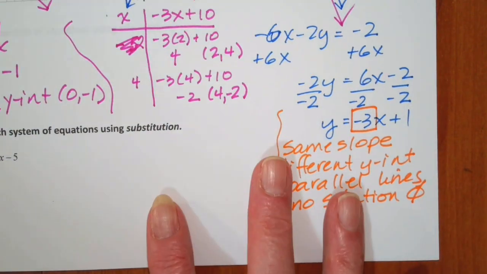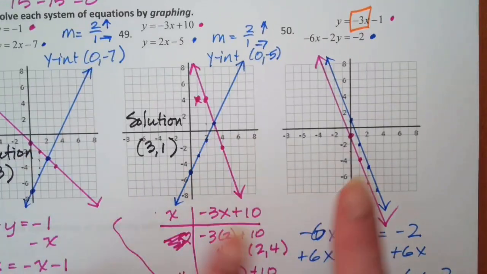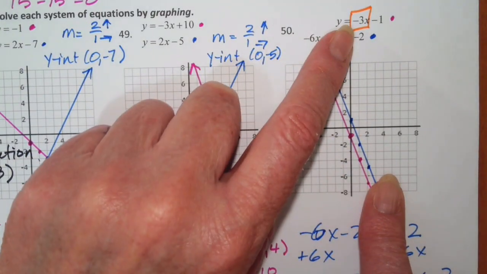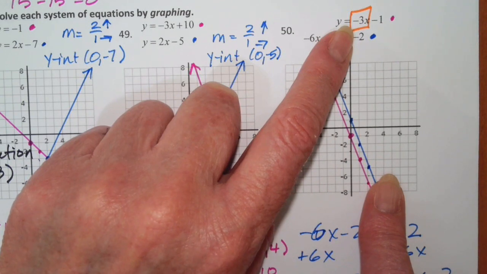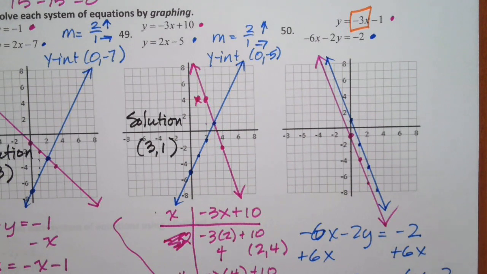Okay, so if we solve by graphing, we look for the point of intersection. And recall, if the lines are parallel, if the equations have the same slope but different y-intercepts, then there is no solution. If you get done fiddling with the equation and they end up to be the same line, then there are infinite solutions.